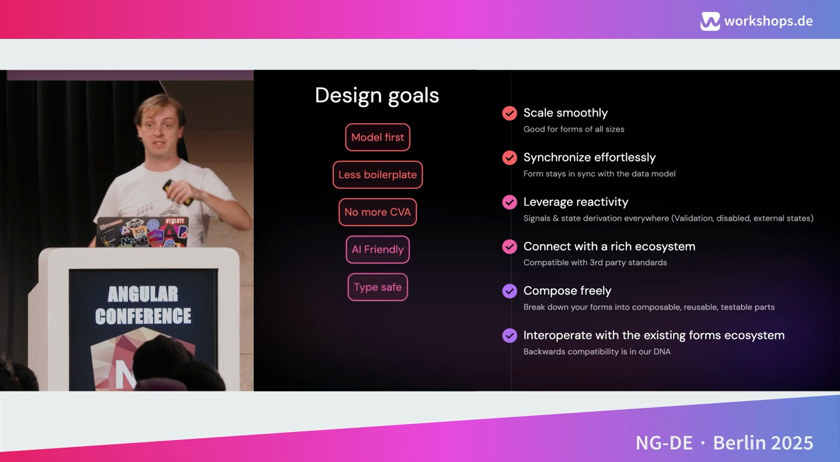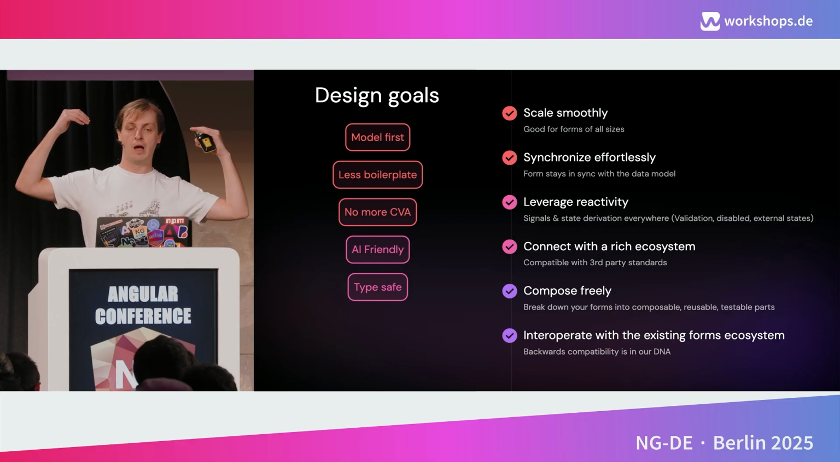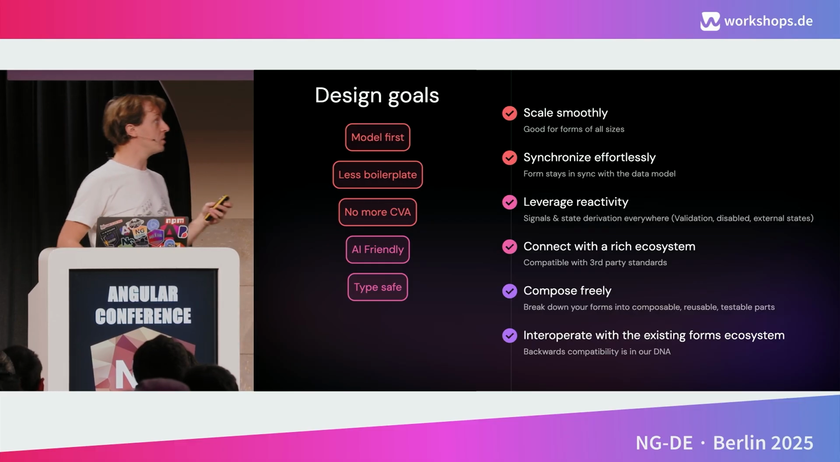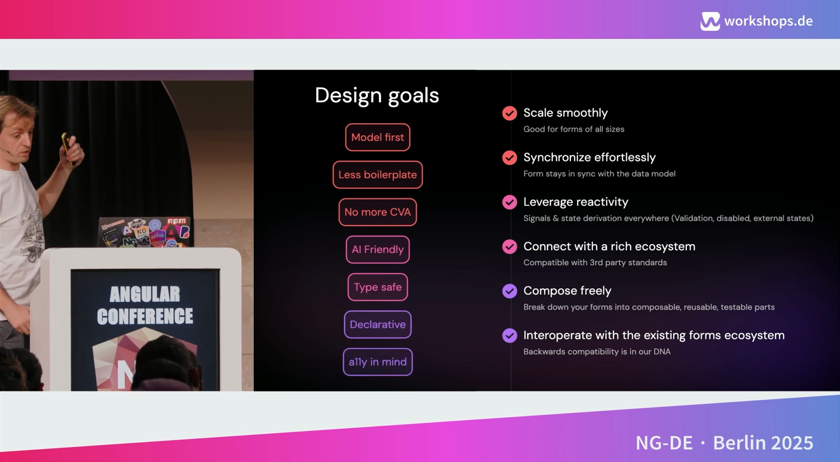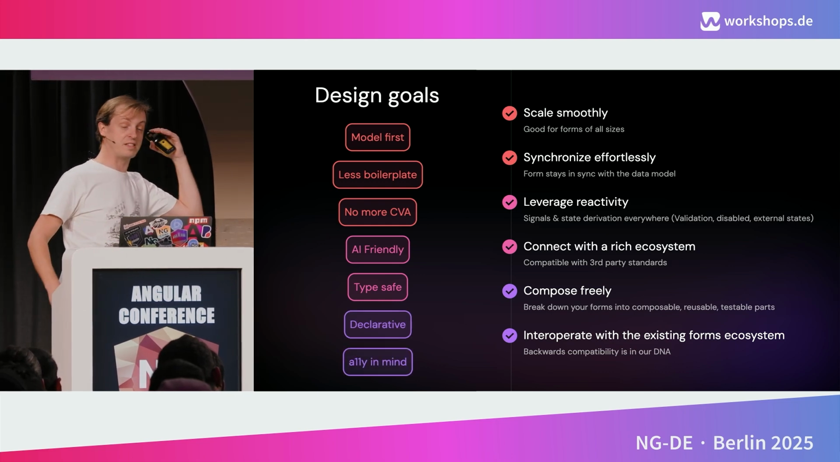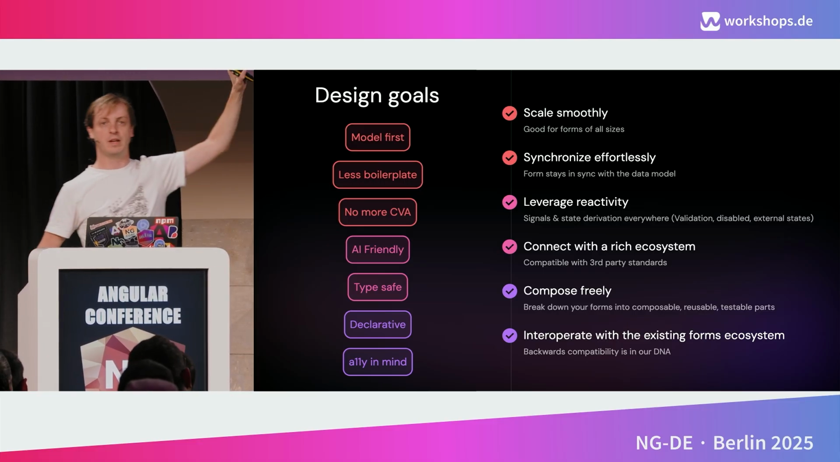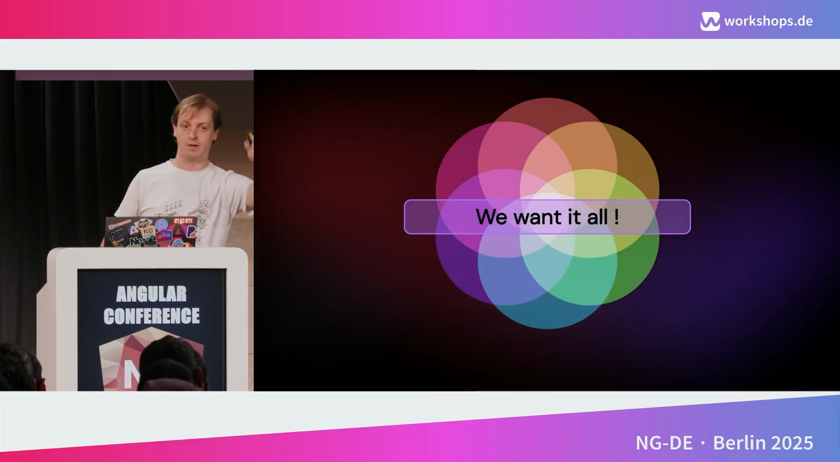We want them to be type safe, very important. We know that you love TypeScript. TypeScript brings you type safety, so you spend less time fixing small bugs. We want it to be declarative. We want it to be also with accessibility in mind. All of these are the goals we set ourselves with the Signal forms. And oh boy, I'm telling you, we want it all.